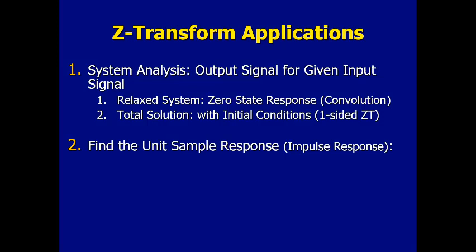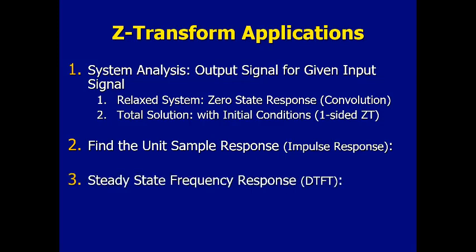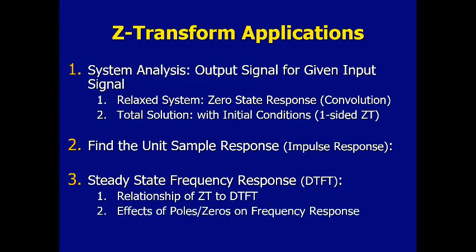Another thing we can do, if given the transfer function, is find the unit sample response or the impulse response of the system. That's just the inverse Z-transform of H of z. We can also reconnect with the DTFT, and all the stuff that we can do with the DTFT, we can do with H of z. We can do with the Z-transforms. We can find steady-state responses of systems. And all we need to know is that relationship connecting the Z-transform to the DTFT.